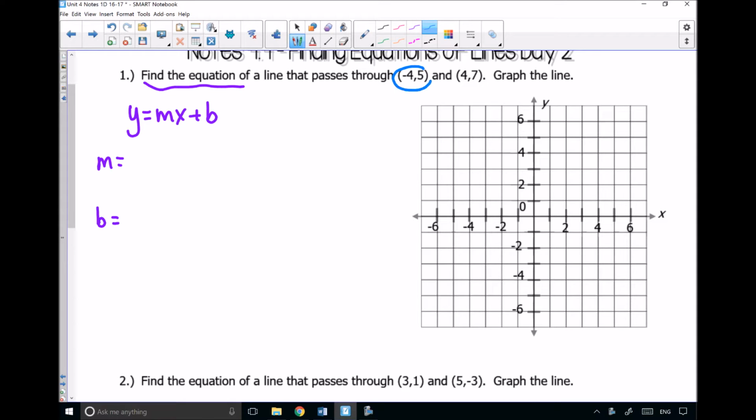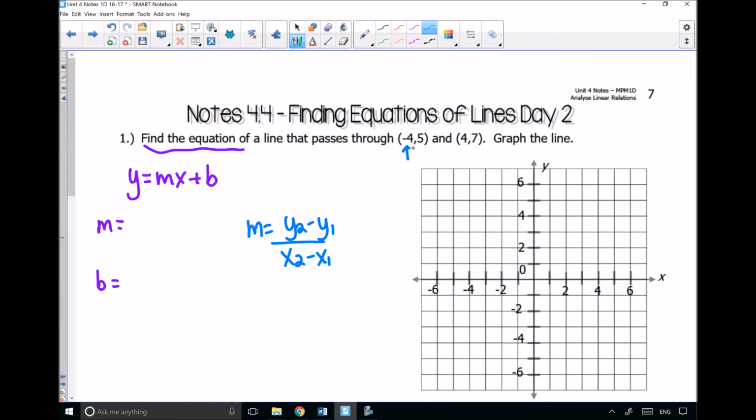So if I'm given 2 points, how am I going to find the slope? Well, you guys already learned last unit what to do for that. You just use the slope formula, right? So to do this right here, all I'm going to have to do is m equals (y2 minus y1) over (x2 minus x1). Means that this -4 is going to be x1, this 5 is going to be y1, this 4 is going to be x2, and this 7 is going to be y2. This is all review for you.